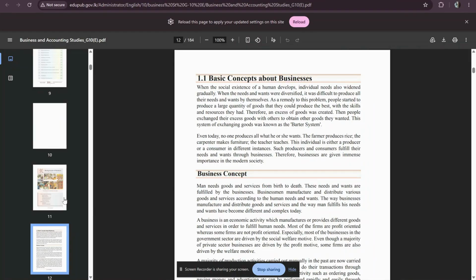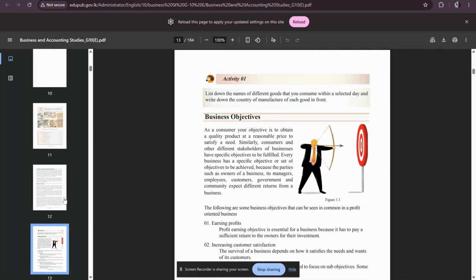Even today, no one produces all that he or she wants. The farmers produce rice, the carpenter makes the furniture, the teacher teaches. Each individual is either a producer or a consumer. In different instances, such producers and consumers fulfill their needs and wants through business. Therefore, businesses are given immense importance in modern society.